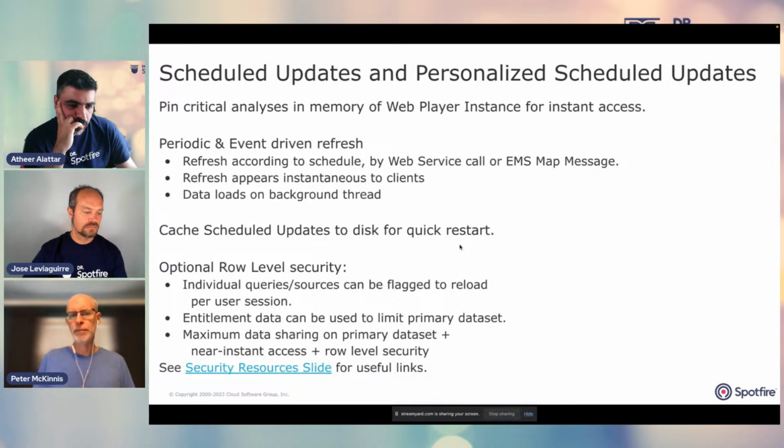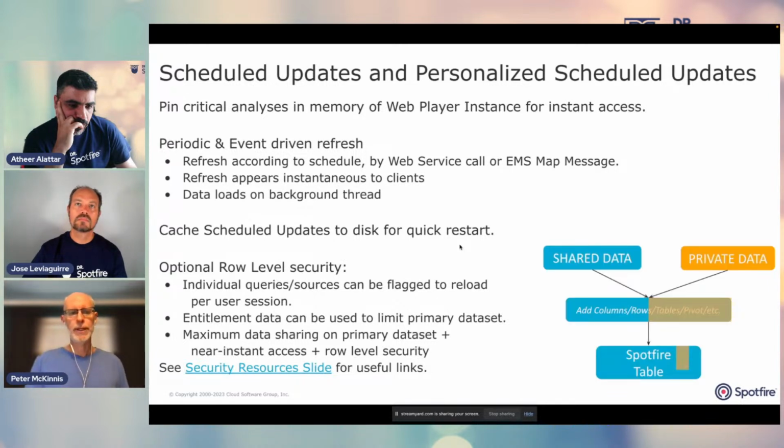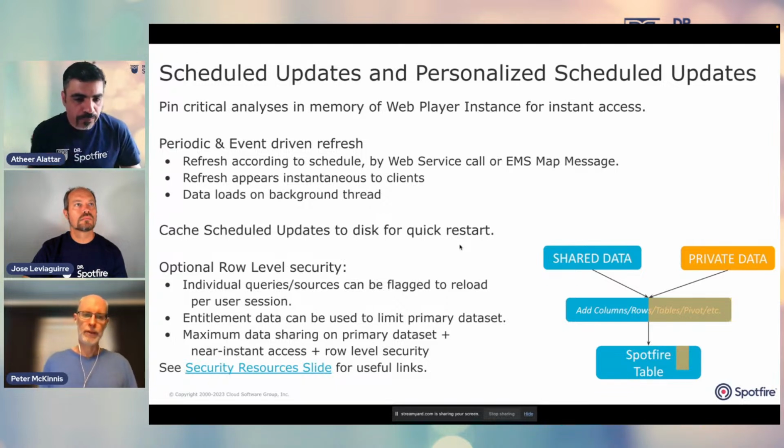But one question you may be asking is, how do you do row level security with this? Because the user's not the one logging in and opening that analysis. It's kind of a common user. So the idea is you can open up the shared data, which is usually larger data, and then when the user logs in, you can control it by who the user is. You can bring in their private data and join those tables together, and then the user only sees what they should see.